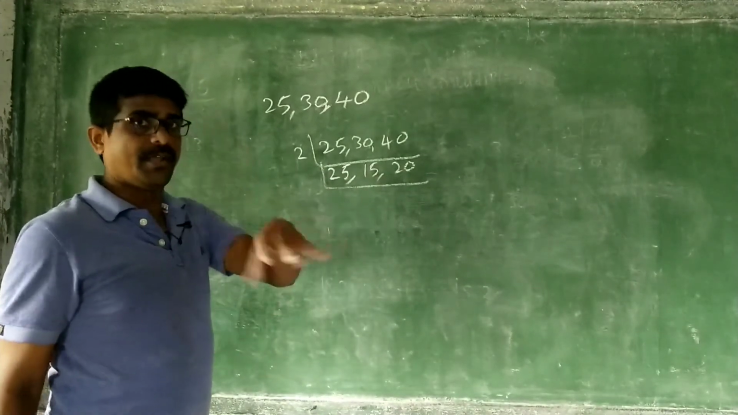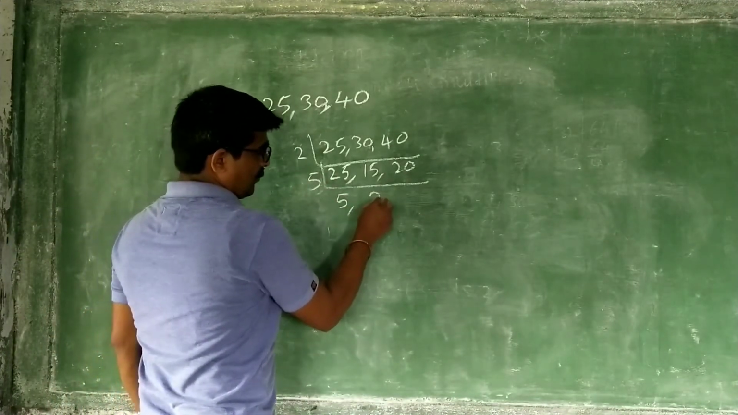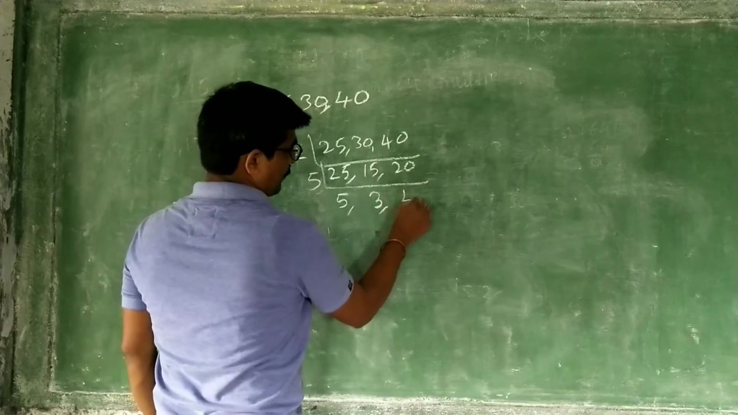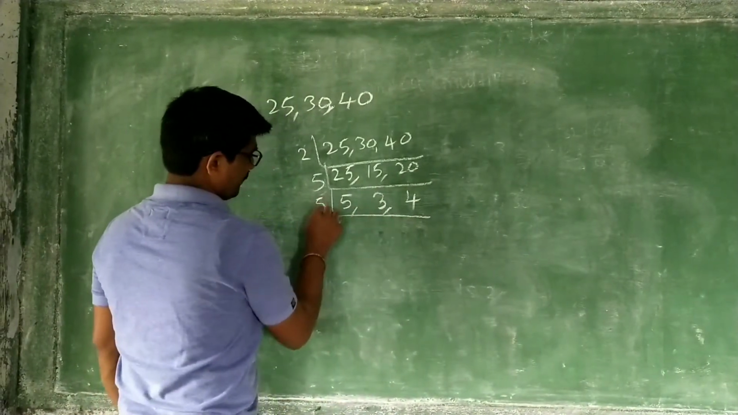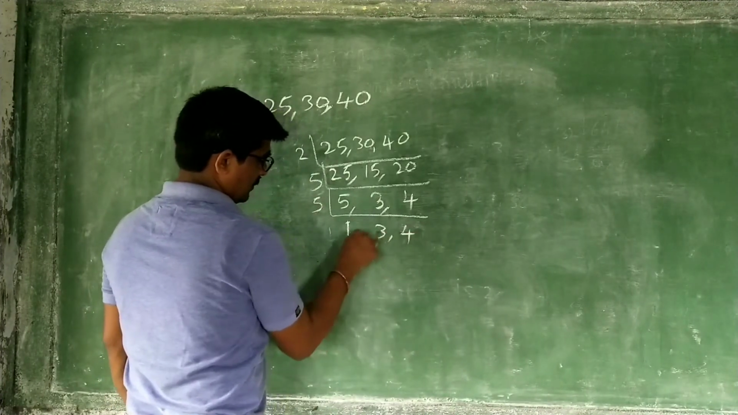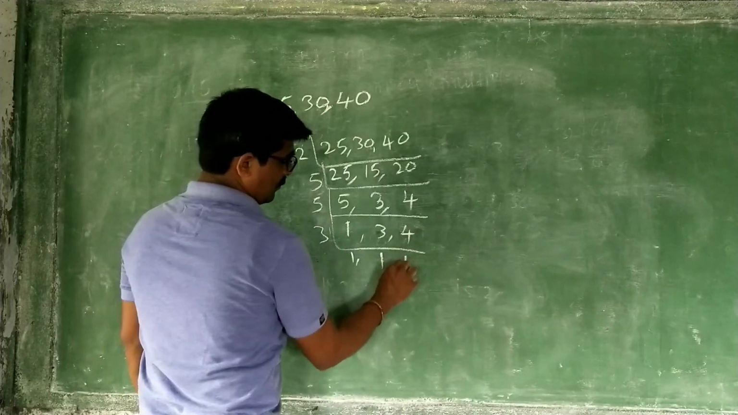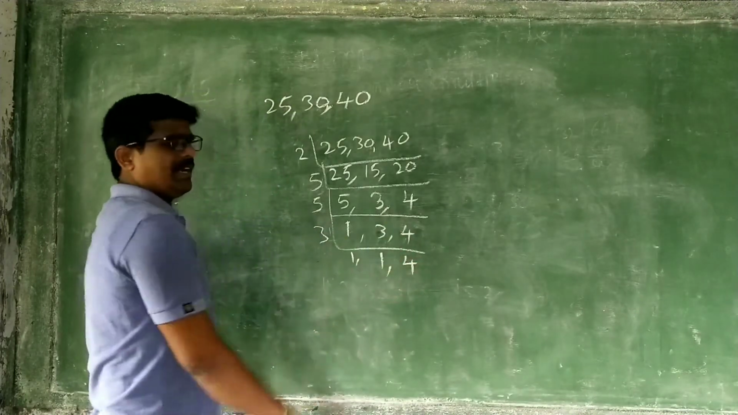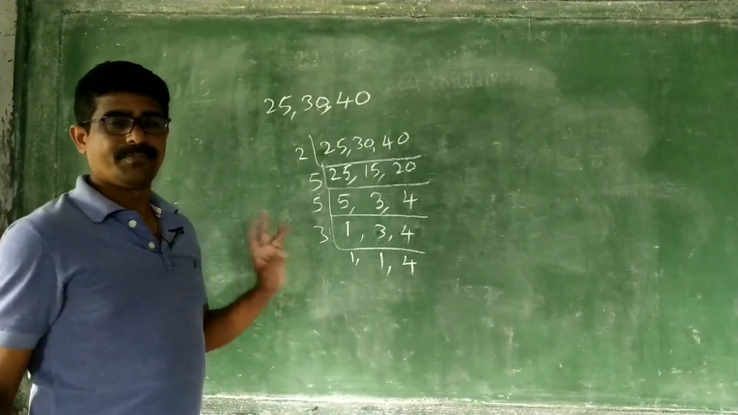Now I am going for 5. 5 5s are 25, 5 3s are 15, 5 4s are 20. Next again I am taking 5. 5 1s are 5, 3 as it is, 4 as it is. Next 3 1s are 3, 4 as it is. So here only one number remains, the remaining are 1s. That's where you have to stop.